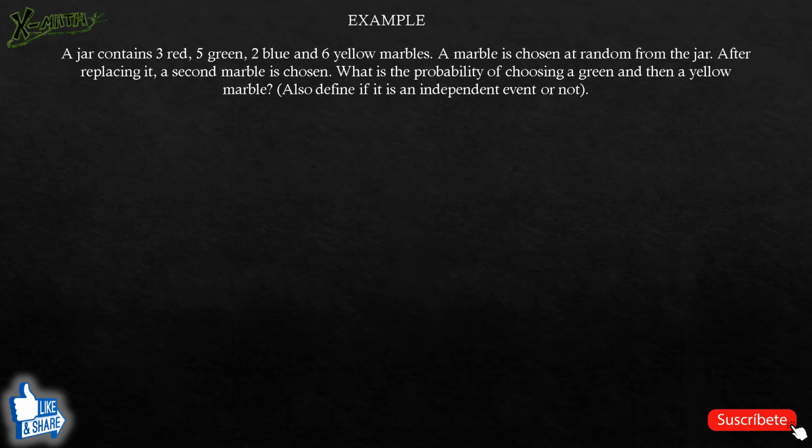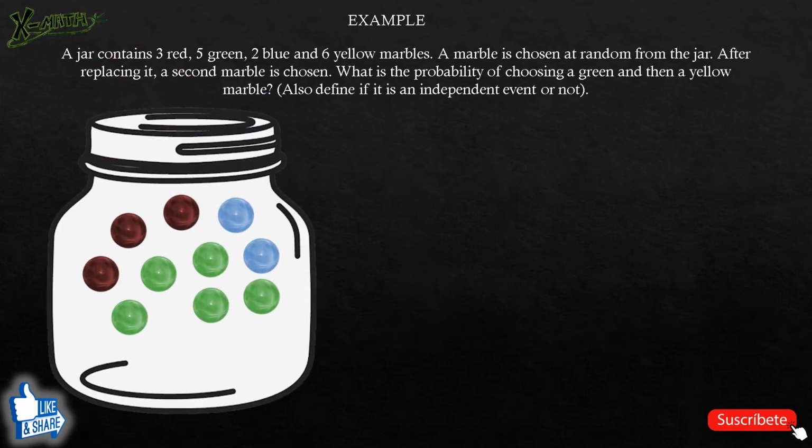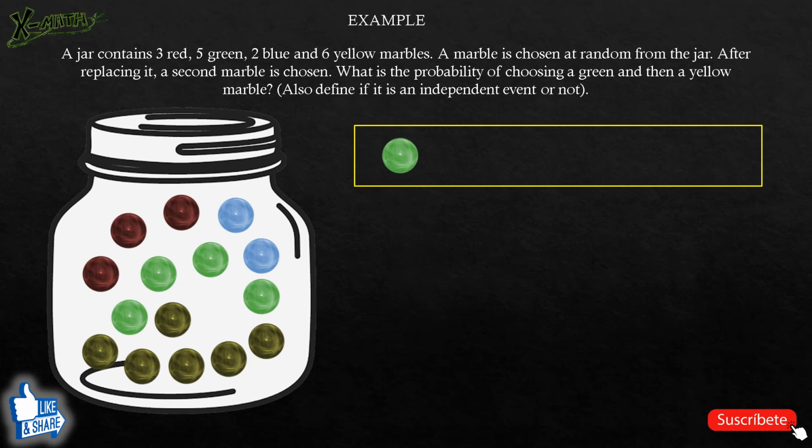Different one. Here we have a jar that contains 3 red marbles, 5 green marbles, 2 blue marbles, and 6 yellow marbles. A marble is chosen at random from the jar. After replacing it, a second marble is chosen. So what is the probability of choosing a green and then a yellow marble? And we also need to define if it's an independent event or if it's not. Okay, first of all, to pick one of them at random, and let's suppose it's going to be a green marble. So let's set the probability for this.